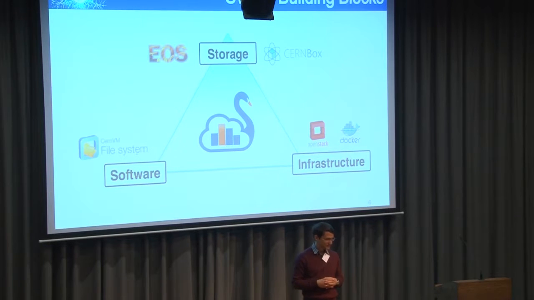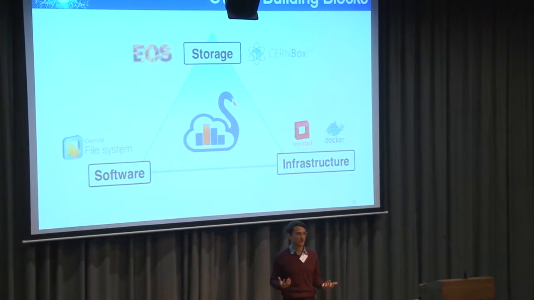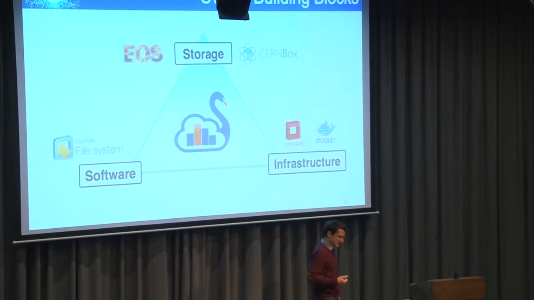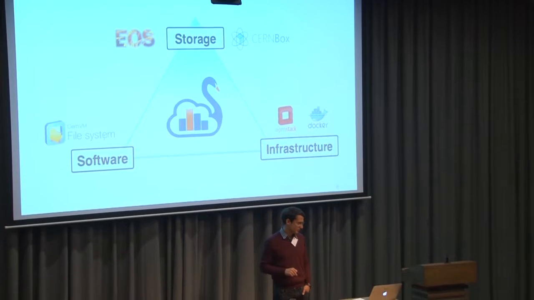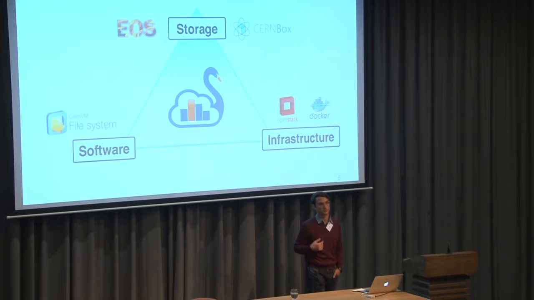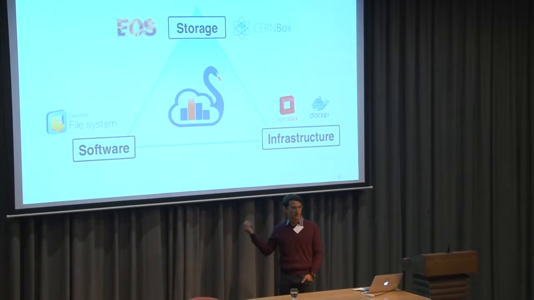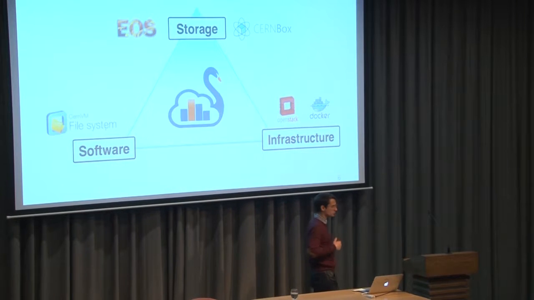So in this slide, you see the building blocks of SWAN summarized. So first we have storage, of course. As storage technologies, we use EOS for mass storage, and we also use CernBox. So when you are in SWAN, you have these two available. You have your user files in CernBox, and you can access them with your credentials, and you have EOS as well.